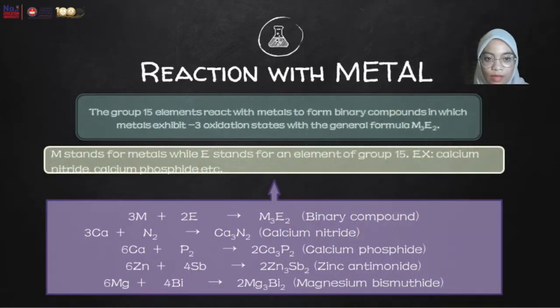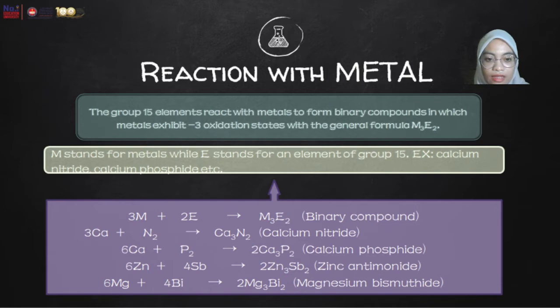Next, reaction with metal. The group 15 elements react with metals to form binary compounds in which the group 15 element exhibits a -3 oxidation state, with the general formula M3E2. M stands for metal while E stands for an element of group 15. For example, calcium nitride, calcium phosphide, and so on.